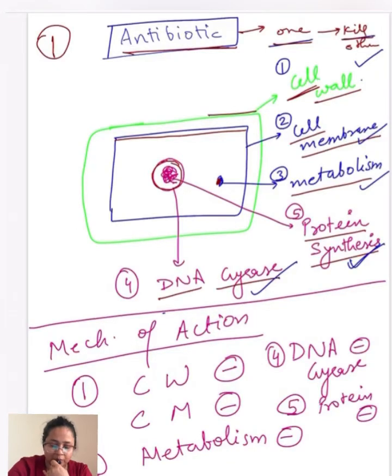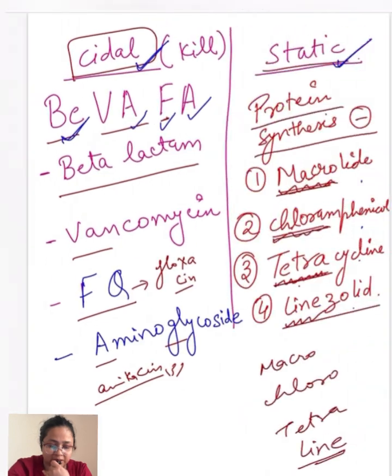Antibiotics belong to 5 groups: cell wall inhibitors, cell membrane inhibitors, metabolism inhibitors, DNA gyrase inhibitors, and protein synthesis inhibitors. These can be cidal or static. Cidal antibiotics kill the microorganism. So beta lactams kill the microorganism.